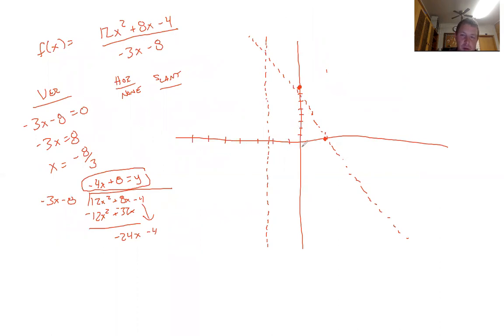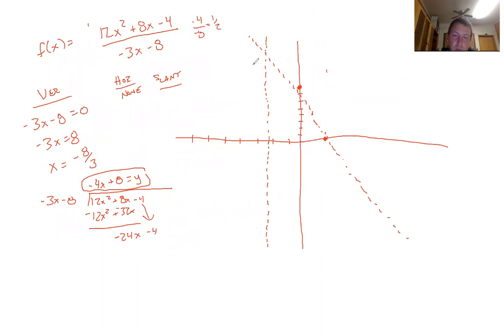So I would plug in 0. That'd be the easiest one. And figure out, is it in this? Because if it's not, then it's over here and here. But if it's in here, then it's here and here. So I'm going to plug in 0. So that'd be 0, 0. That'd be negative 4 over negative 8, which is equal to 1/2. Okay, so it's somewhere in here.